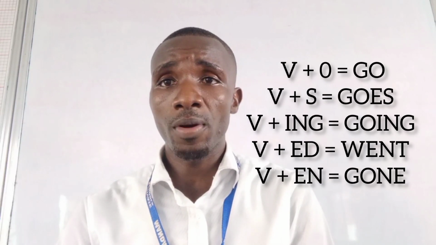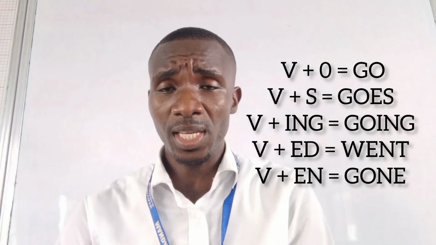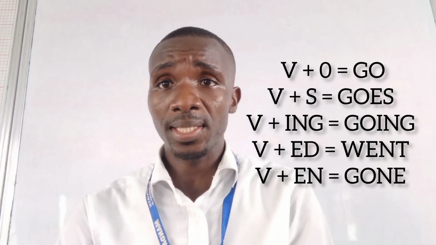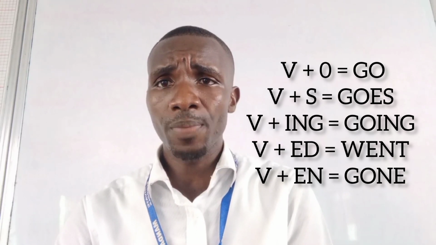Now let's look at some verbs that are very difficult to analyze. They must still have a form. As earlier said, it is impossible for verbs not to have a form. Let's pick a verb, go. In its original form it is still go. What's the past tense of go? V plus ed, went. What is the present continuous tense? Going. What is the past participle? Gone.